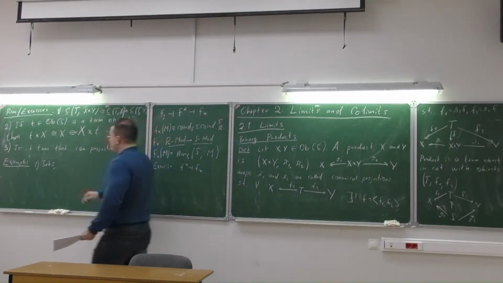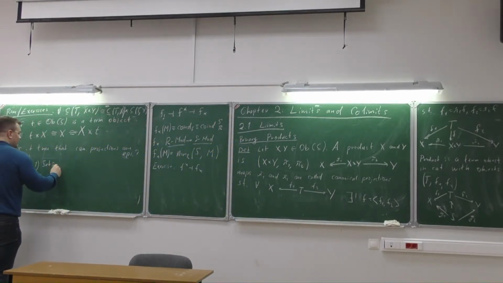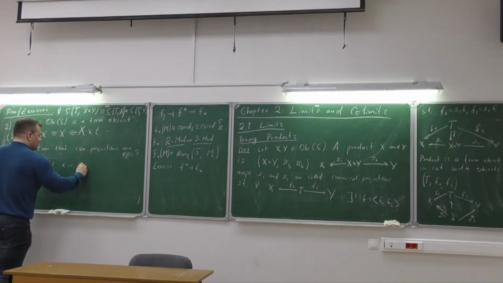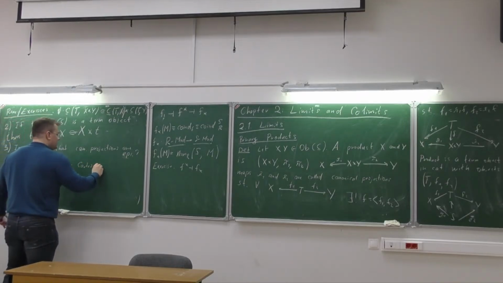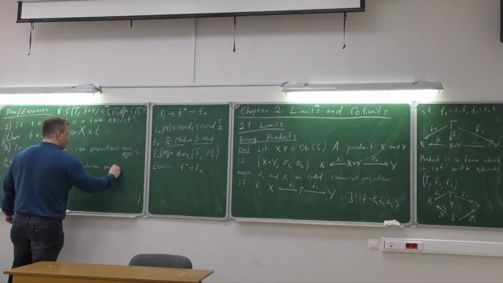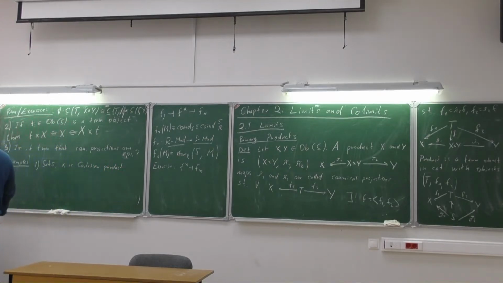So in the category of sets, product is the Cartesian product. Well, and this example with the sets can be generalized in several directions. For example, we can look at the category of G-sets. So can you tell me the product in the category of G-sets?